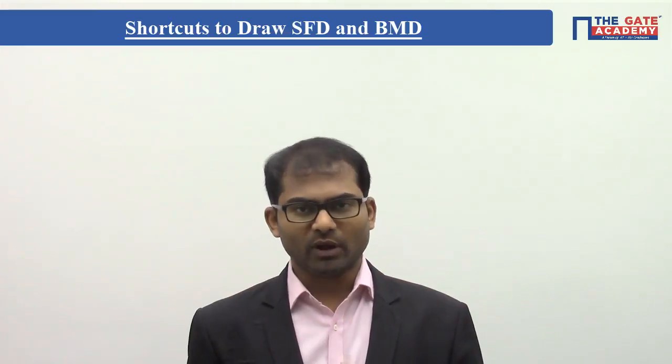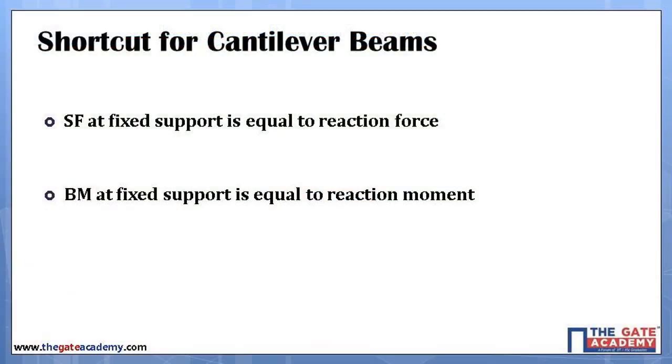Now, shortcut number 1. You can see the statement on the screen. It is the shortcut for cantilever beams. Remember that it is valid for all the shortcuts. The first statement is regarding shear force. It's written that shear force at fixed support is equal to reaction force. Clear? In fact, this is the reaction force at the fixed support. Shear force at the fixed support is equal to reaction force.